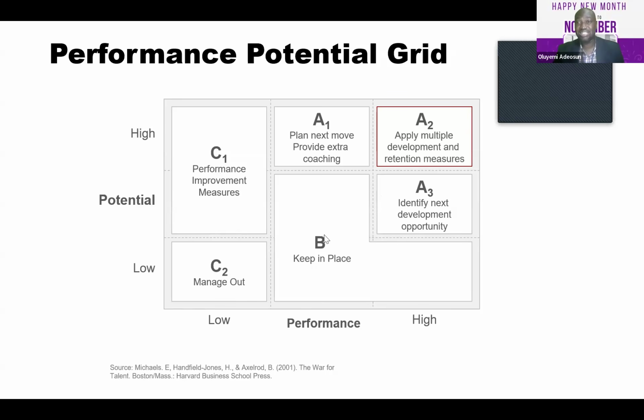But let me take you to the one that interests me most for the purpose of this our conversation, which is on succession planning. Ladies and gentlemen, imagine the person is probably an A2. A2 here means high potential, high performance. This is the kind of person, professional, that we will put in our succession plan, because we need to apply multiple developmental and retention measures. How, for example, we do competency mapping quickly, and how we use performance management to identify.